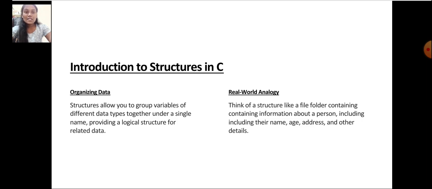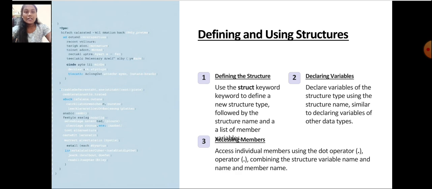Introduction to structures in C. Organizing data. Structures allow you to group variables of different data types together under a single name, providing a logical structure for related data. Real world analogy. Think of a structure like a file folder containing information about a person, including their name, age, address, and other details.